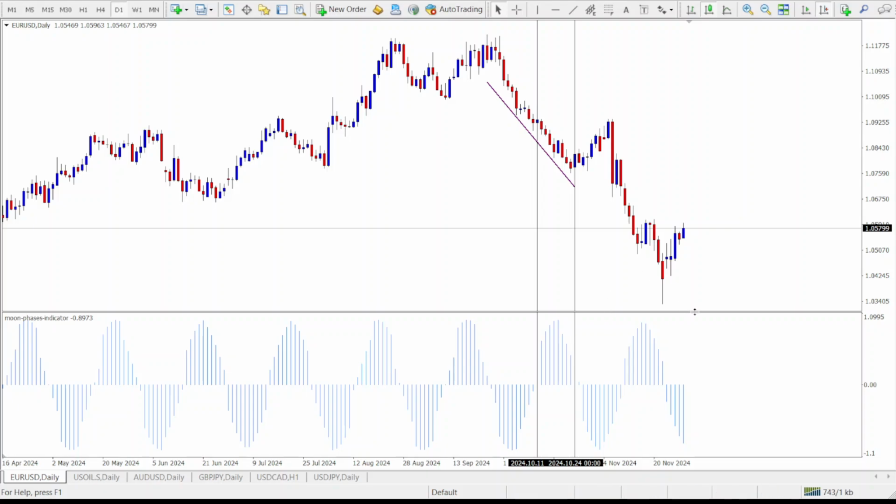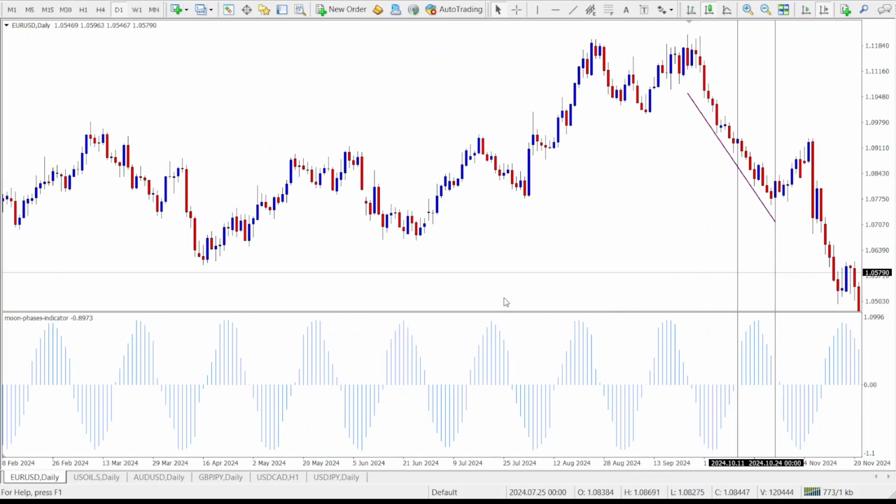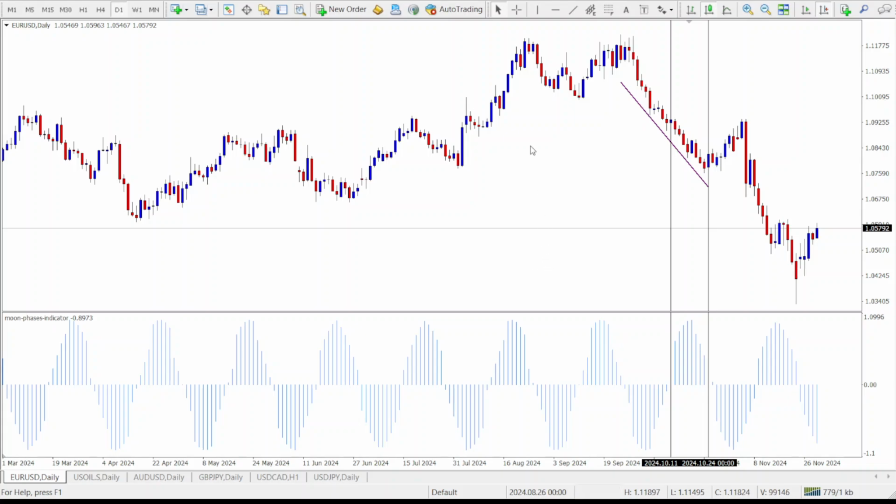Okay, but if you are a kind of trader that believes in the lunar cycles affecting the forex market, then you might actually find this indicator interesting. However, let us look at some other examples.